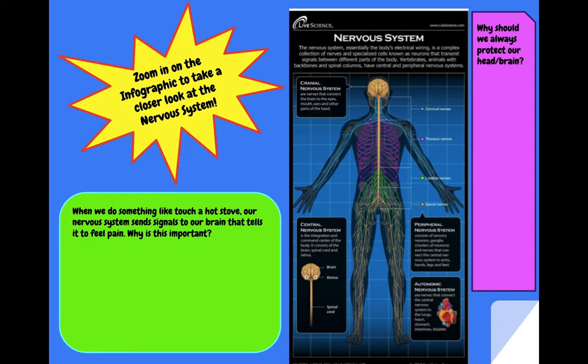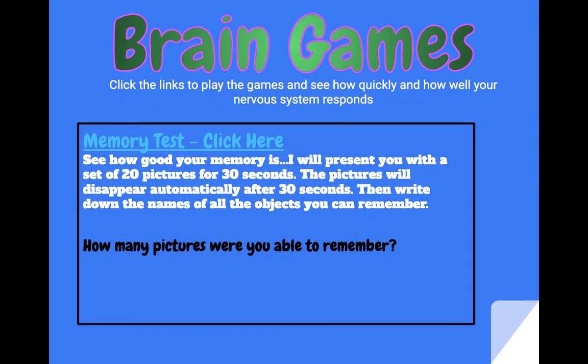So it's important for us to feel pain. Pain tells us, oh, don't do that, that's bad for you. So that's what our nervous system does. It sends signals telling us to move, telling us to watch out for something, telling us to feel and use our senses. That's what the nervous system is all about.